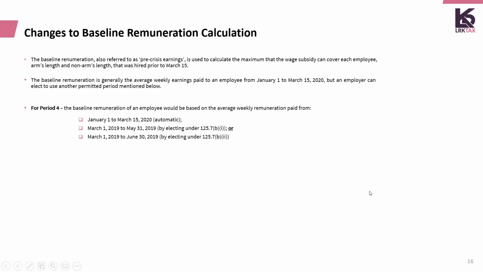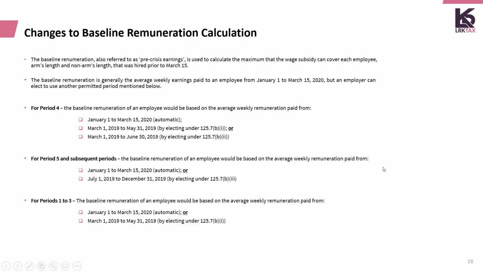And with the new CEWS, the only thing that really changed is the periods. Before, for periods 1 to 3, the automatic treatment was you have to look at the wages that you paid from January 1st to March 15th. Now, with the new CEWS subsidy program, you can now look at March 1st, 2019 to May 31st, 2019 as your baseline. So, for example, let's just say if you're an owner manager and you paid yourself nothing from January 1st to March 15th, then you would have no baseline, which is not a good thing.